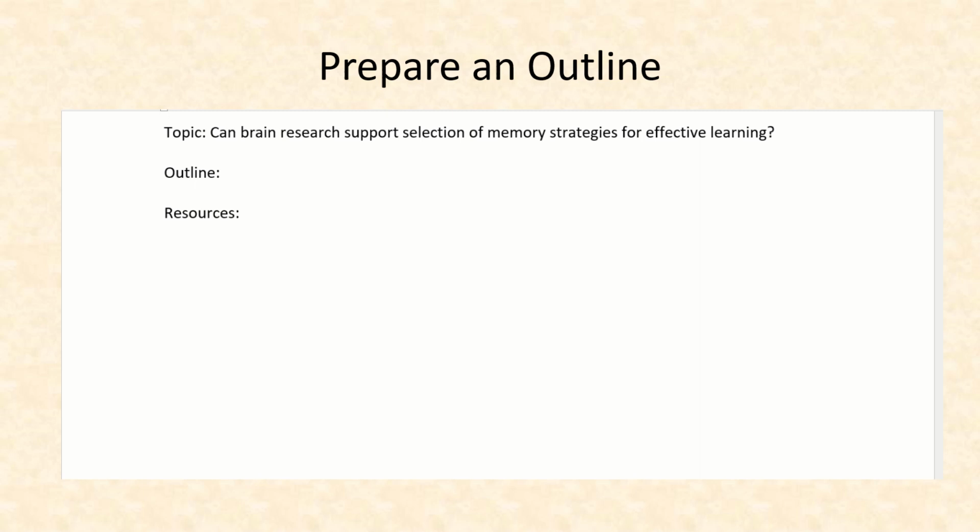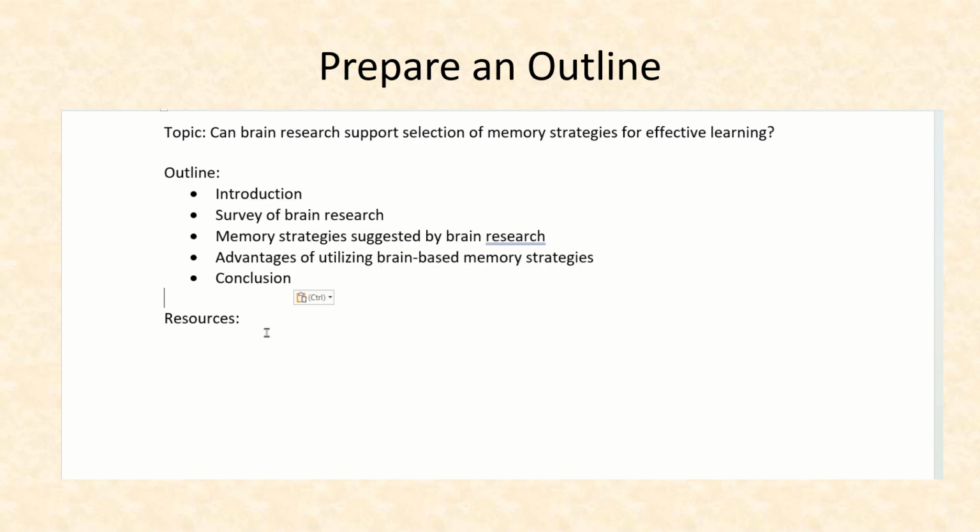Once I have my topic, next I'm going to prepare my outline. Again, it does not have to be formal. We just need the points. So my outline could look something like this. An introduction and a conclusion. Guaranteed, every paper, just like every speech, every class, everything needs to have both of those elements.